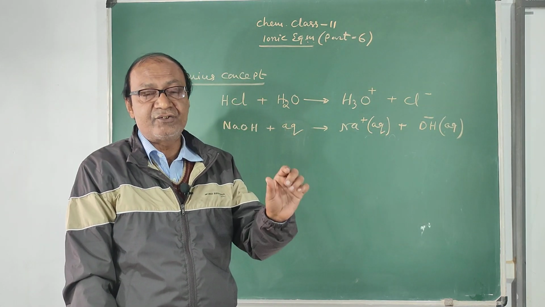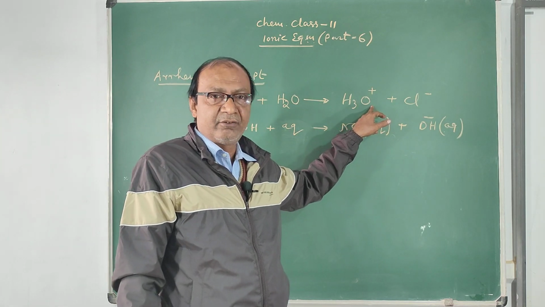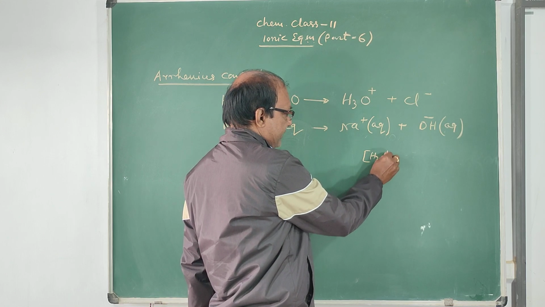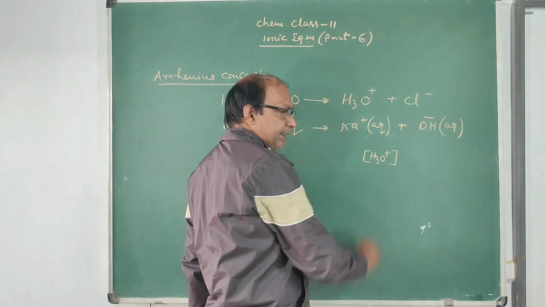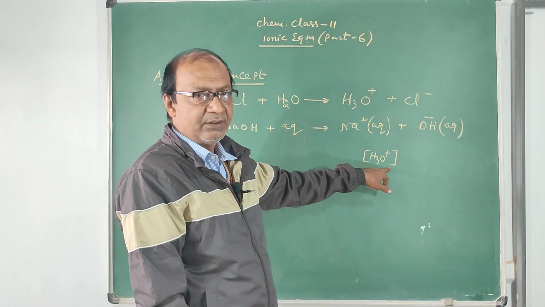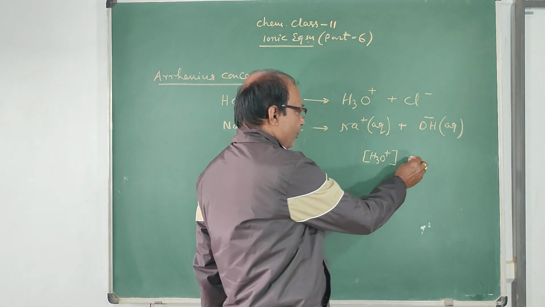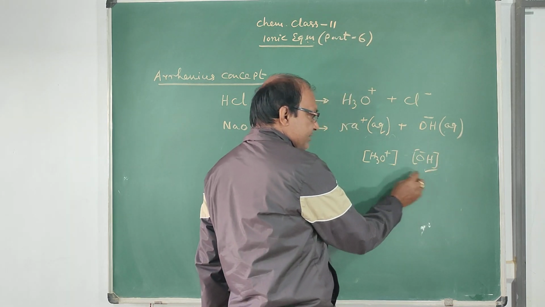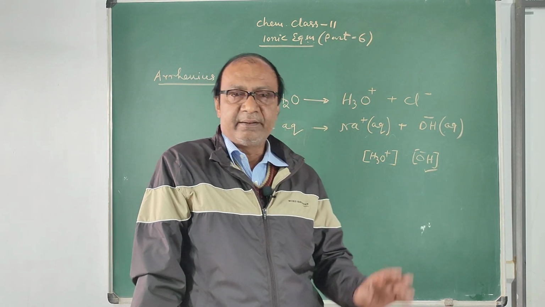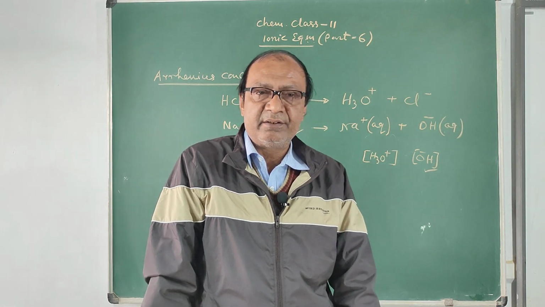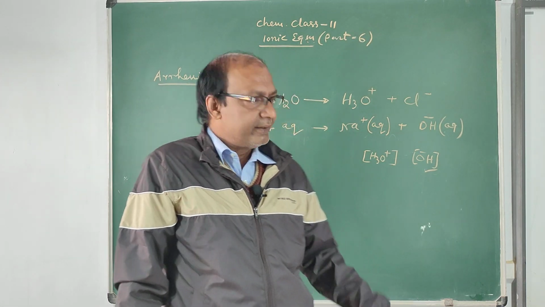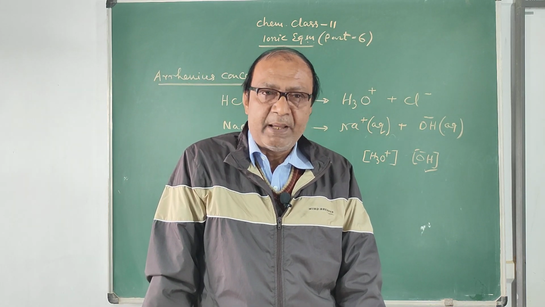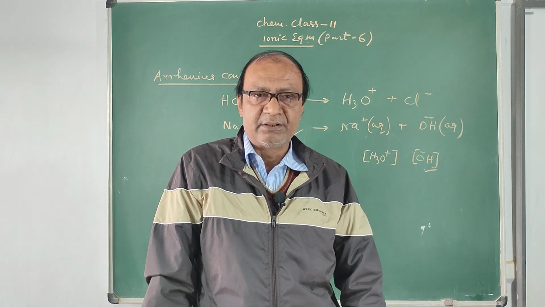The strength of acid depends upon the concentration of hydronium ion, H3O+ concentration. This concentration denotes the strength of acid. And the OH- ion concentration determines the strength of base. Greater the hydroxyl ion concentration, greater will be the strength of the base. Greater the hydronium ion concentration, greater will be the strength of acid, according to Arrhenius concept.